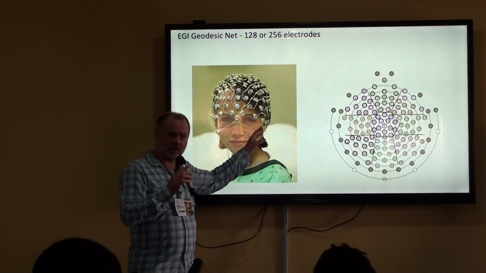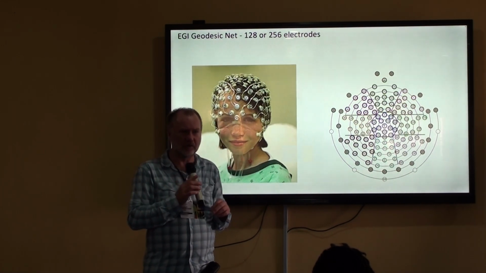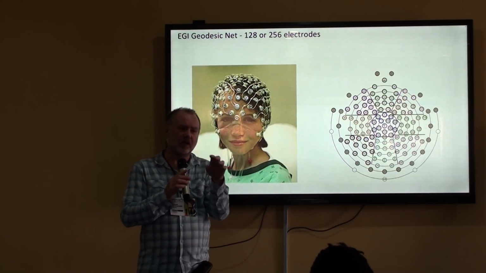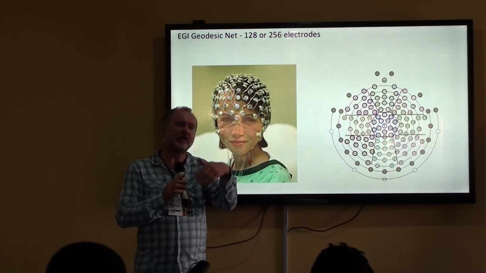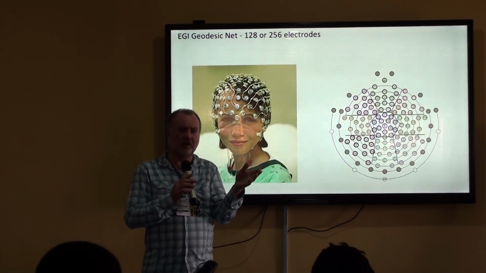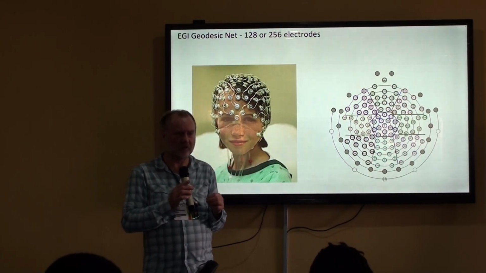But since you have so many channels, it's not so bad if you lose a few channels that have artifacts. Whereas if you have fewer channels, and you lose a channel that has artifacts, that affects your later analysis much more. So there's a trade-off between the number of channels that you have and the number of artifactual channels that you can afford.